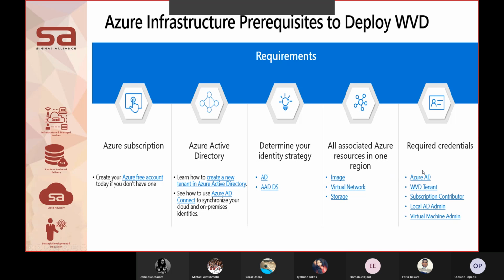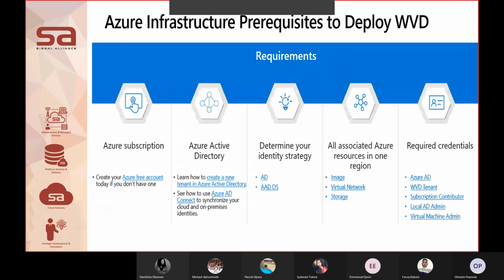After then, we should know that any deployment we are doing, we need credentials. So you need Azure Active Directory credentials, and you need the Windows Virtual Desktop tenant credential, that's the admin credential. Then you need the subscription contributor role for you to be able to deploy the virtual machine. Then you need the local admin, so that you'll be able to join the virtual machines to your domain. And definitely you need a virtual machine admin for you to be able to deploy a virtual machine. Once you have those prerequisites in place, you are good to deploy Windows Virtual Desktop.